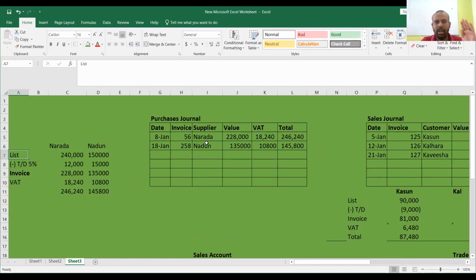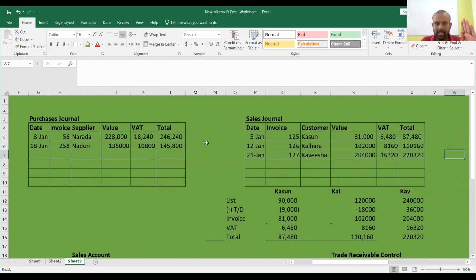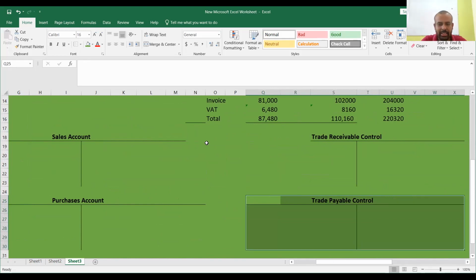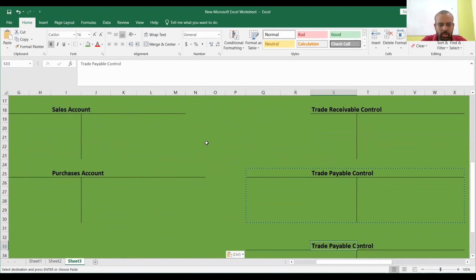What we have done so far, we recorded, we updated the transactions in the journal like this. There were 2 credit purchases and there were 3 credit sales. Both we updated in the journals as well as the private ledger account. You can see, did we record anything? VAT control account. Did we record anything in the general ledger? No, nothing.